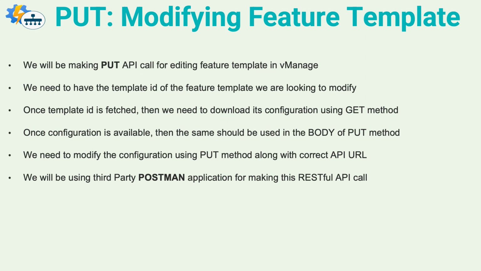Get method to download the list of feature templates. From there you will get the template ID, and then you need to use that template ID with the GET method to download the code in the JSON format.